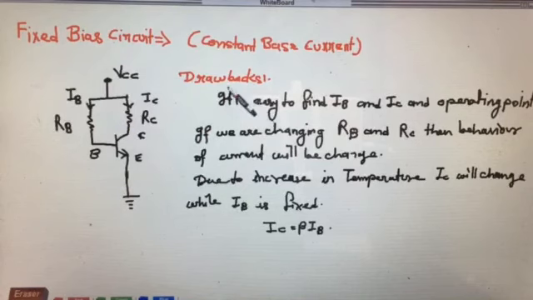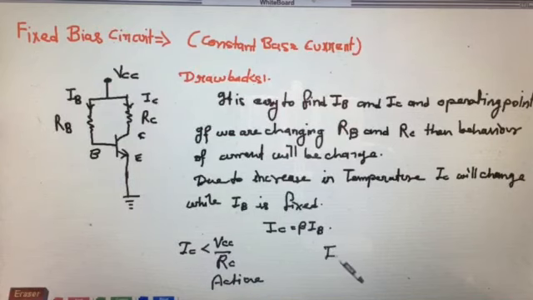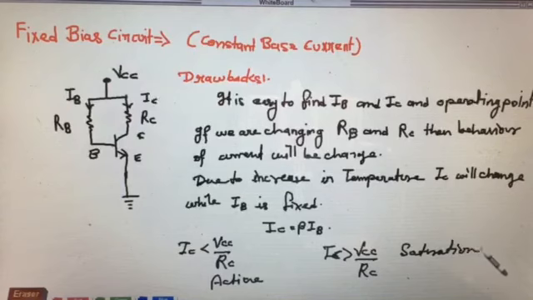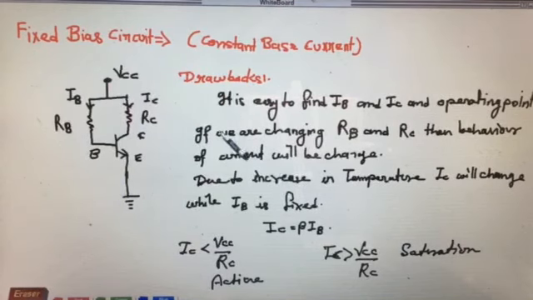Then we discussed the operation mode, whether it is acting in active region or in saturation region. How can we define it? If IC is less than VCC upon RC, then it is working in active region, and when IC is greater than VCC upon RC, it is working in saturation region. Okay, thanks.